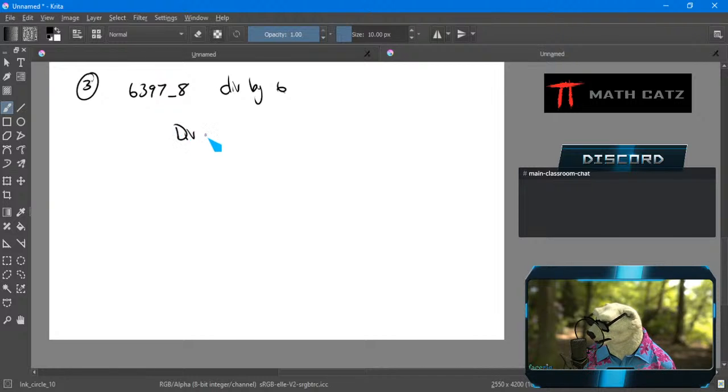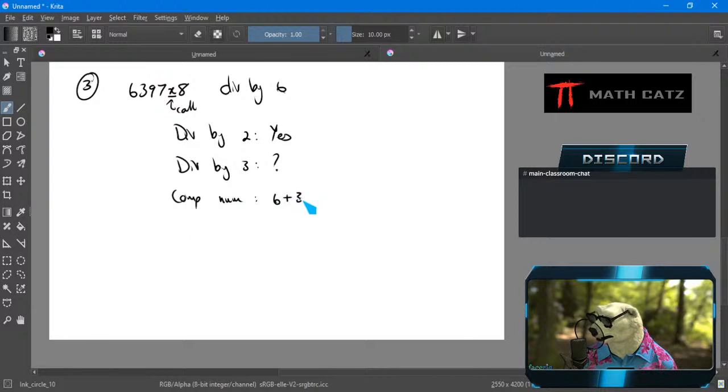This number is already divisible by 2. Divisible by 2? Yes. So my only real question to answer is, is the number divisible by 3? For that, I'm going to call the digit x, and my comparison number is going to be the sum of the digits.